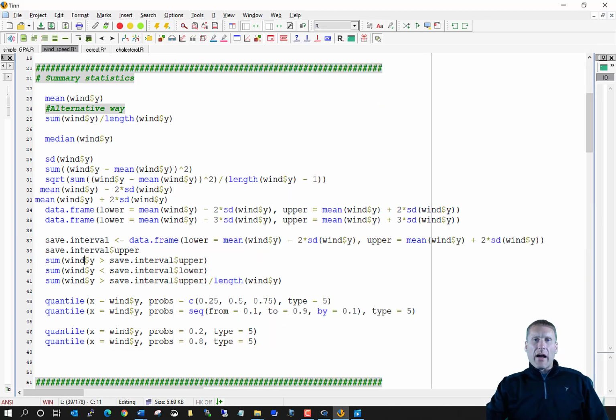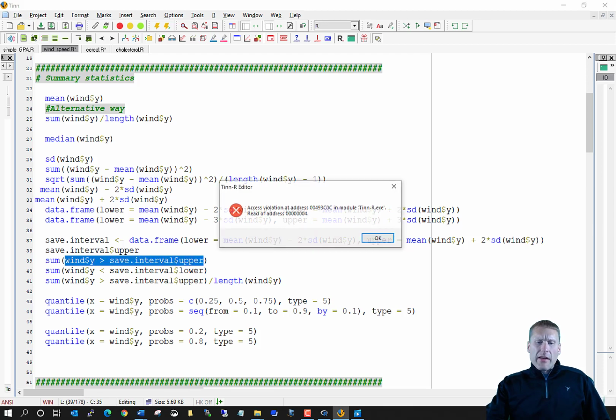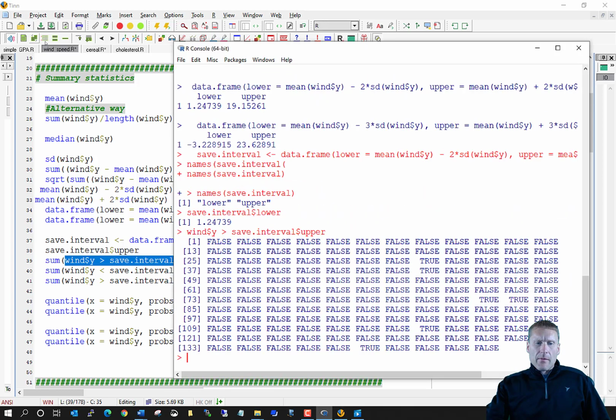Let's look at how many actual values are outside of this range that we got. Again, the rule of thumb says pretty much all should be within 2 or maybe 3 standard deviations. Let's actually calculate how many are. So what I can do is a logical comparison. We can take a look at all the y values in the wind data frame, and look at whether they are greater than that upper value. I'm just going to highlight that segment of code and run it. And notice what we get, a bunch of trues and falses.